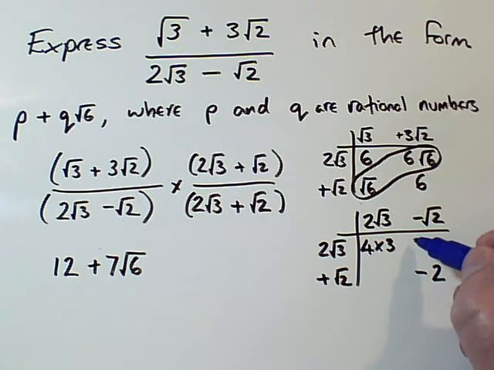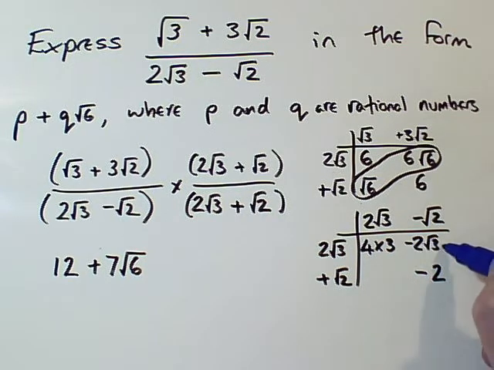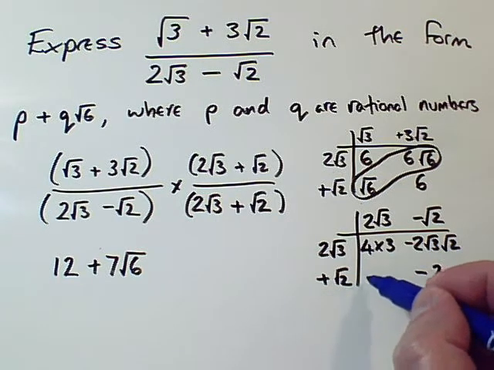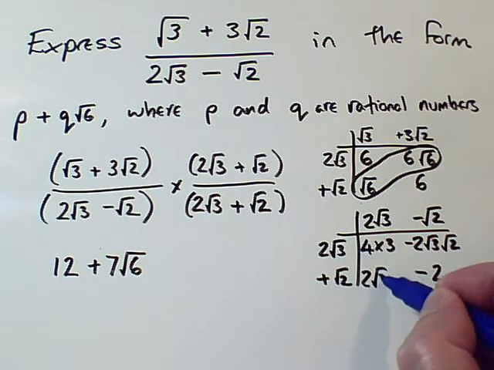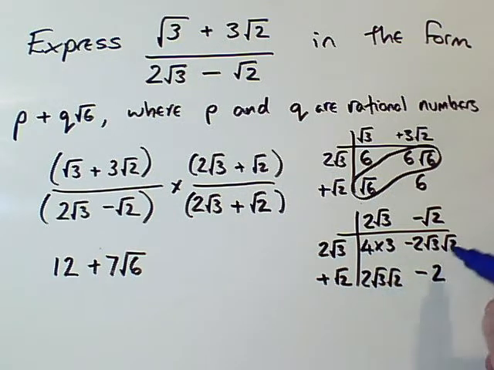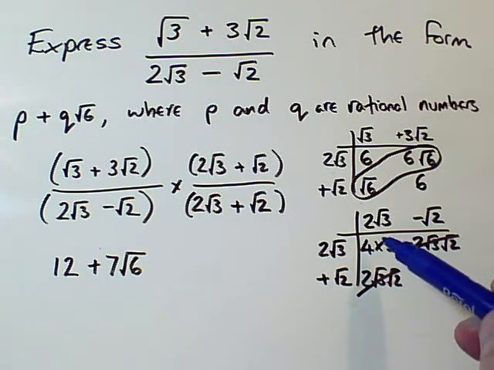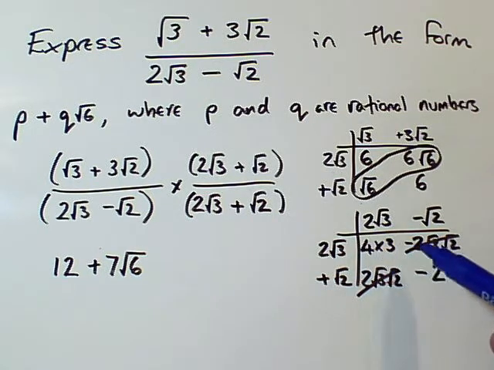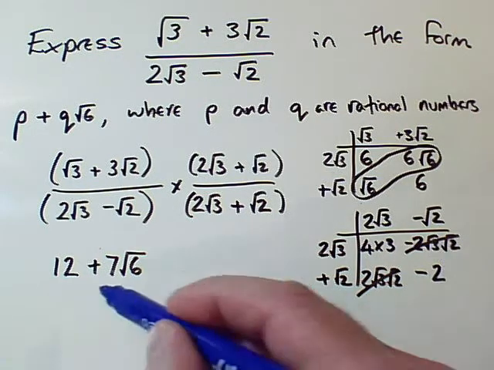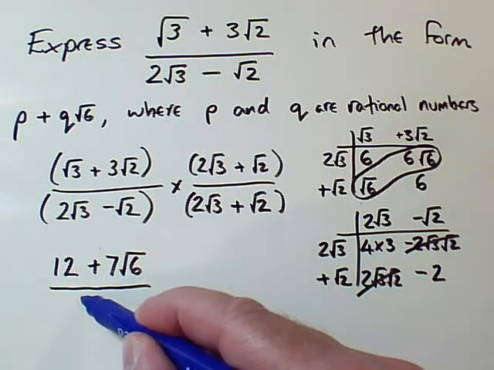I'm going to write them out. I'm going to have 2 root 3 times minus root 2 gives me minus 2 root 3 root 2. And this will give me 2 root 3 times root 2. This is root 6, this is root 6, but I don't care. These cancel anyway. So on the bottom I'm going to get 4 times 3, which is 12, minus 2. So 12 minus 2 is 10.